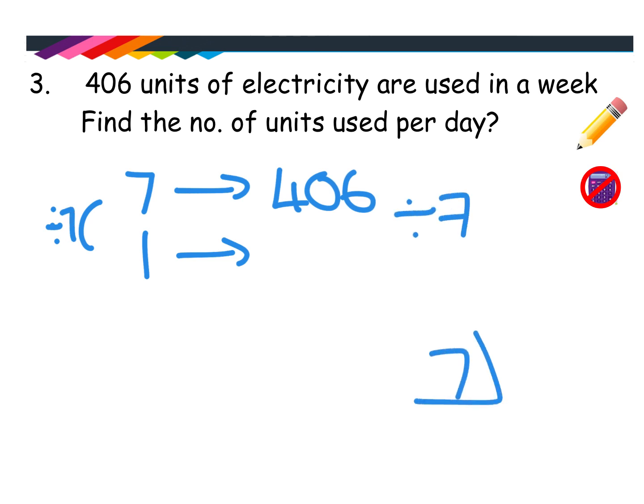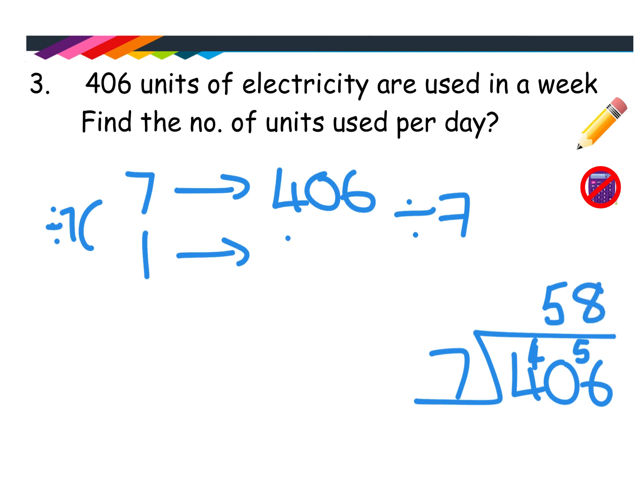So 7 into 406. 7 into 4 doesn't go, so it becomes 7 into 40, which is 7 5s are 35. So that's 5 remainder 5. And 7 into 56 is 8. So we're using, on average, 58 units per day. And then we could then use that to predict something else. But this is where we're stopping today.